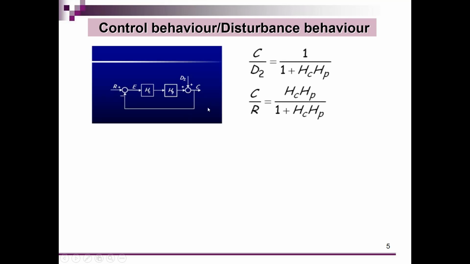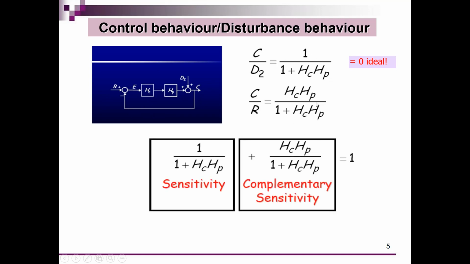Now let's look at that control system again. So we have C as the output, R as the input, and D as the disturbances over here, called D2. Then this was my sensitivity function. It says it's C over D2, which was 1 over 1 plus HS times AP. And in the ideal situation, it's equal to 0. And C over R is HC times HP divided by 1 plus everything which is in the loop, 1 plus HC times HP. This is what we call the sensitivity, and this is also what we call the complementary sensitivity.